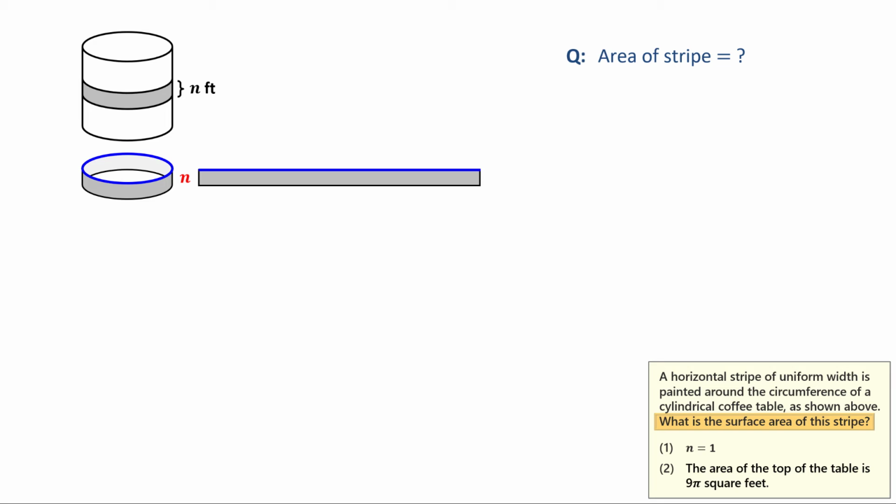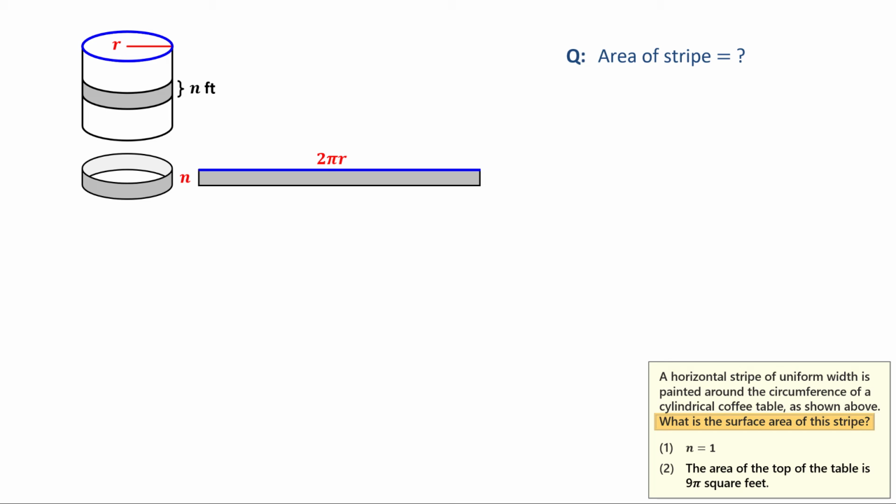And since we are talking about a horizontal stripe on the cylinder, the circumference of our band is the very same thing as the circumference of the cylinder. Thus, the length of our rectangle equals the circumference of the cylinder, and the circumference of any cylinder is 2 pi times the radius. So let's label the radius r and mark the length of our rectangle using the circumference formula 2 pi r. We can now see that the area of the rectangle is 2 pi r times n.